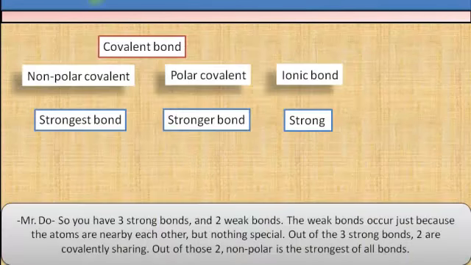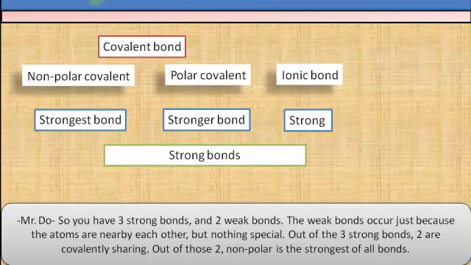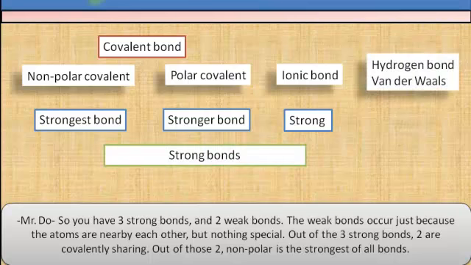So you have 3 strong bonds and 2 weak bonds. The weak bonds occur just because the atoms are nearby each other, but nothing special. Out of the 3 strong bonds, 2 are covalently sharing. Out of those 2, nonpolar is the strongest of all bonds.